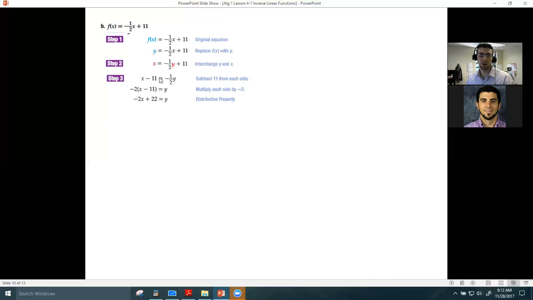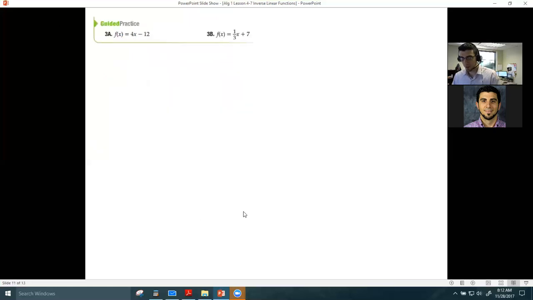So multiply this side by -2. Distribute the -2 and you get y equals -2x plus 22. And then just write it in inverse notation. And that's it. So the inverse of f of x equals -1/2 x plus 11 is f inverse of x equals -2x plus 22. Okay, here's 2 for you to try.